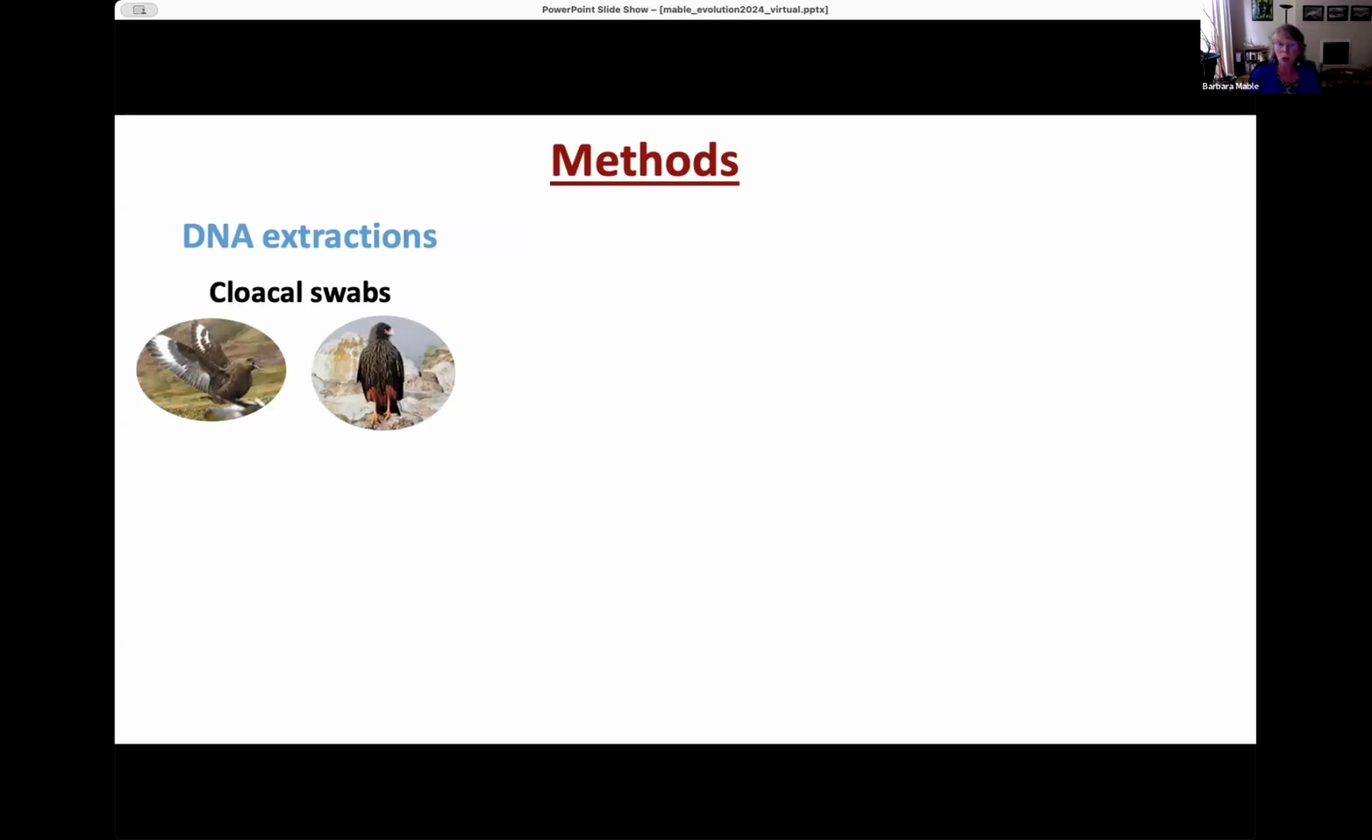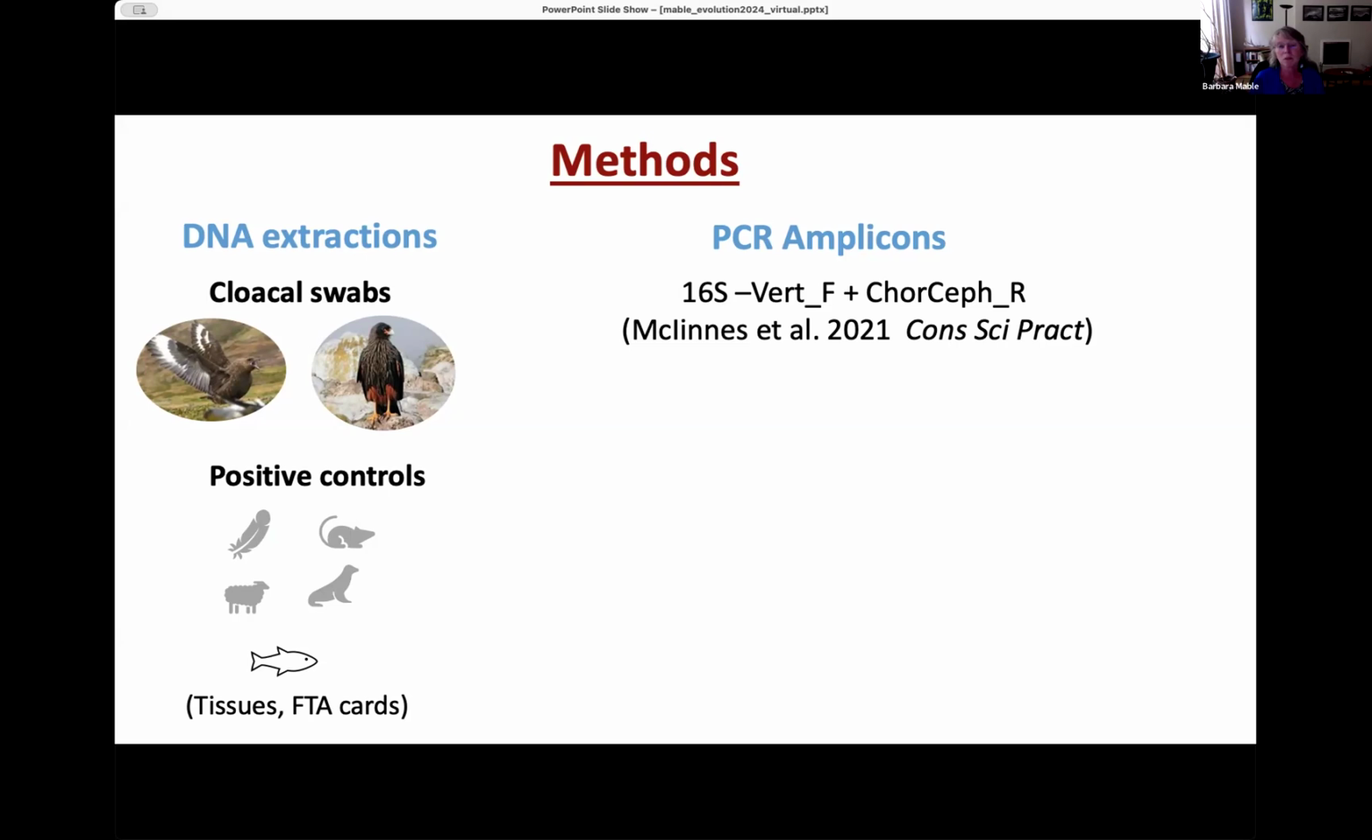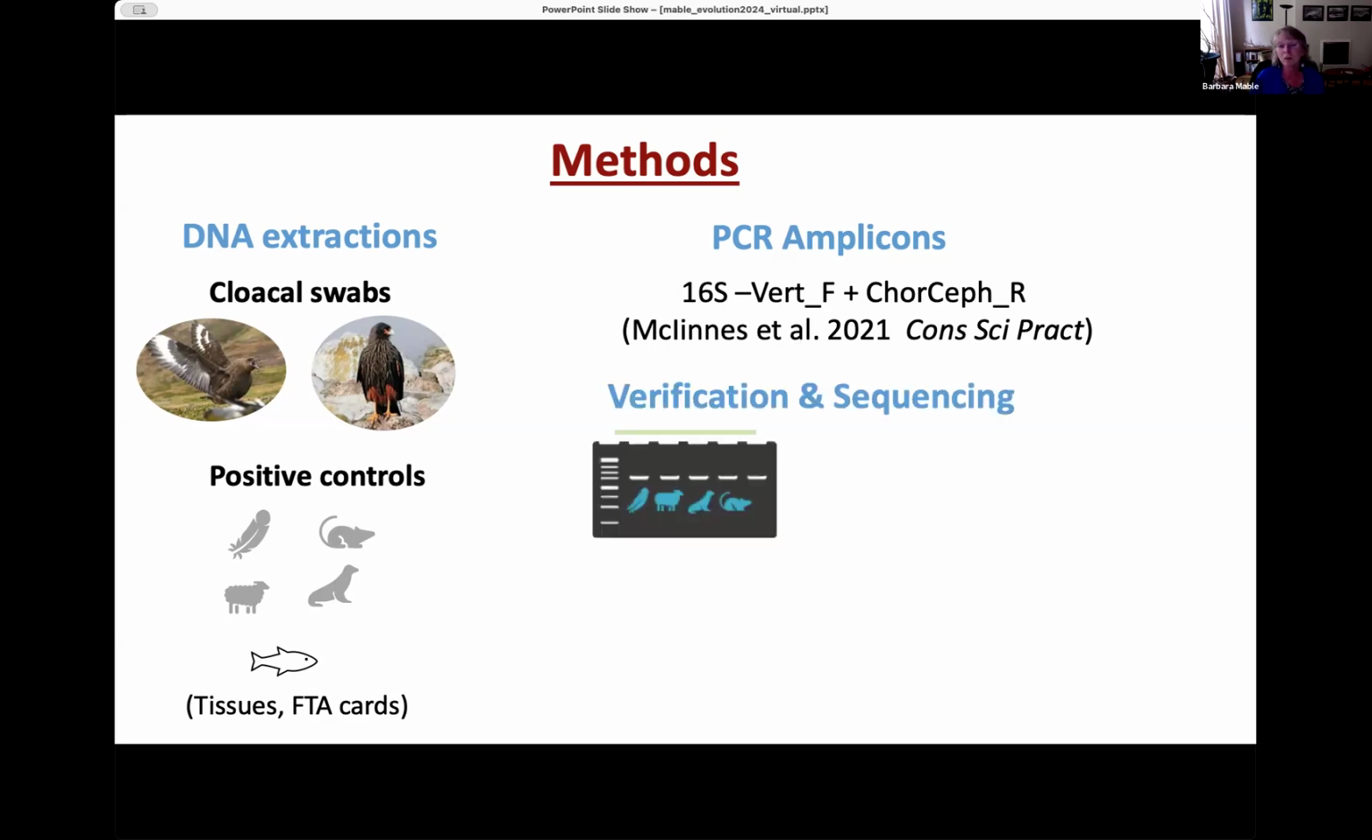We had some cloacal swabs from the predators themselves, and then we had some positive control samples from various local species, and we added other things like fish and seals that we had from our local collections. So an important thing to keep in mind here is that we had tissue samples from things that were from Scotland, and we had FTA cards from the Falkland Island species. And I used an amplicon-based approach. We chose a set of primers that had been well tested across a range of vertebrates that were developed by McInnes in 2021. And then we verified them with sequencing.